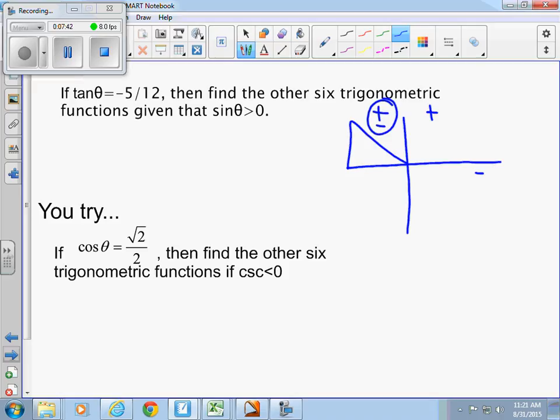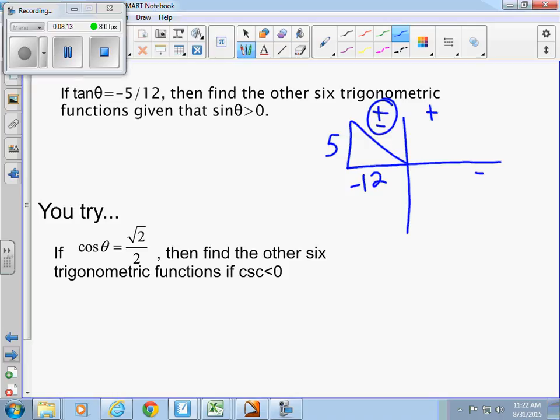It tells me to find these 6 other trig functions. How in the world am I going to do that? What is tangent? Opposite over adjacent. Which one of those is negative? The 12. Now it looks up there like it's a 5, but negative 5/12 is the same either way, right? And how do I know it's the 12 that's negative? It's going backwards. It's going left, it has to be.